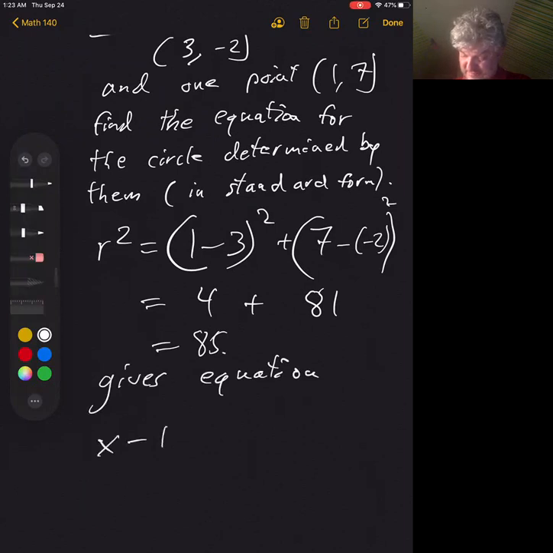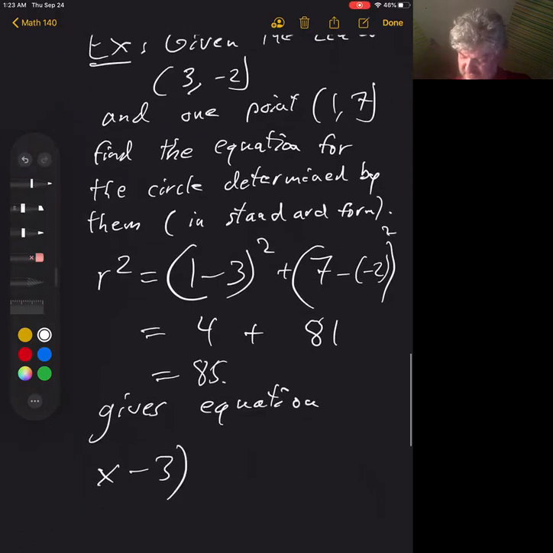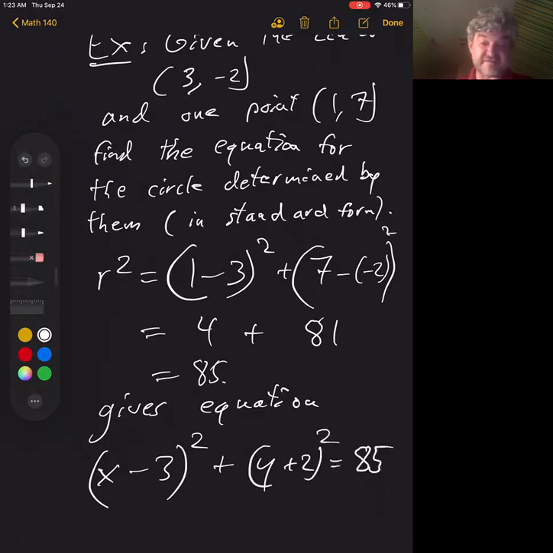(x − 1) quantity squared. Sorry, minus 3. Center was (3, −2). So (x − 3) quantity squared, plus (y − (−2)). That's (y + 2) quantity squared is 85, radius squared. Here's your beautiful equation for that circle.